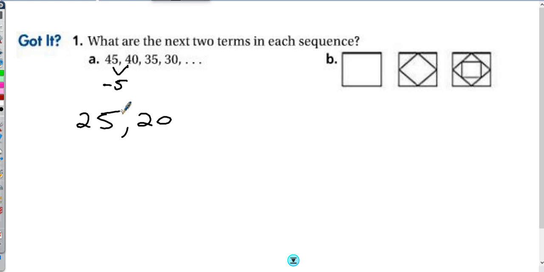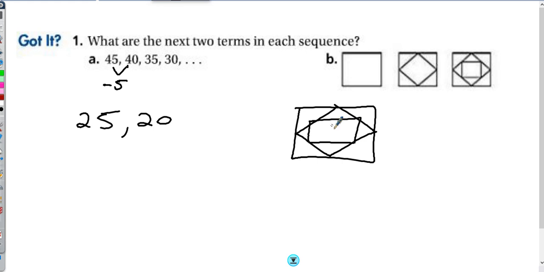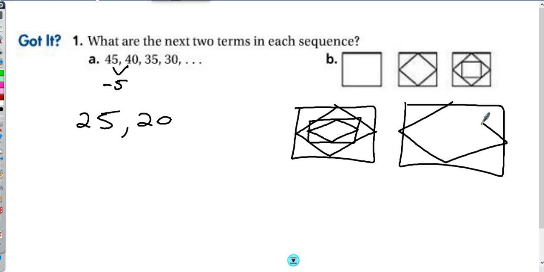For this one, you have square, diamond, rectangle, diamond, and then you have rectangle. So the next one should be what you already had, but you should add a diamond in it. Does that make sense? So then the next one, you're going to take what I just drew, but you're going to put another rectangle in the middle. So you would just keep doing that.